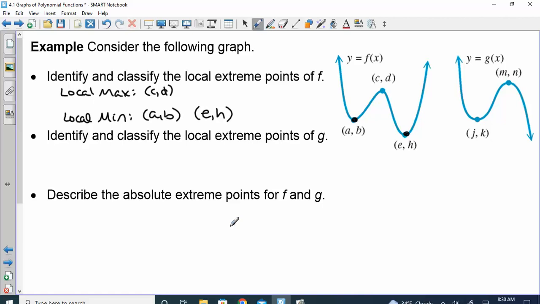Alright, so now let's do the same thing for G. Local max means higher than surrounding points. So what would that be? MN. Local min.